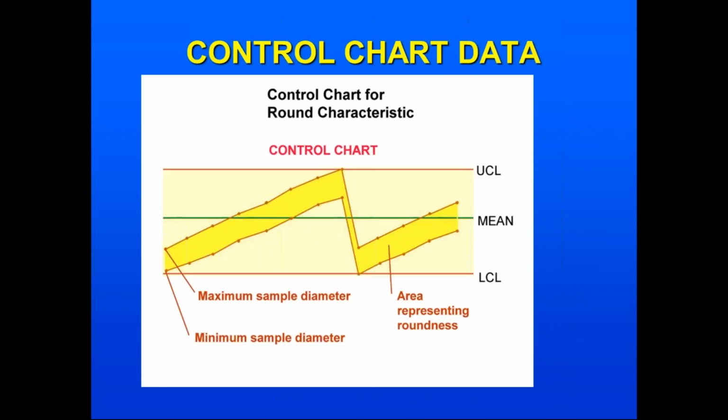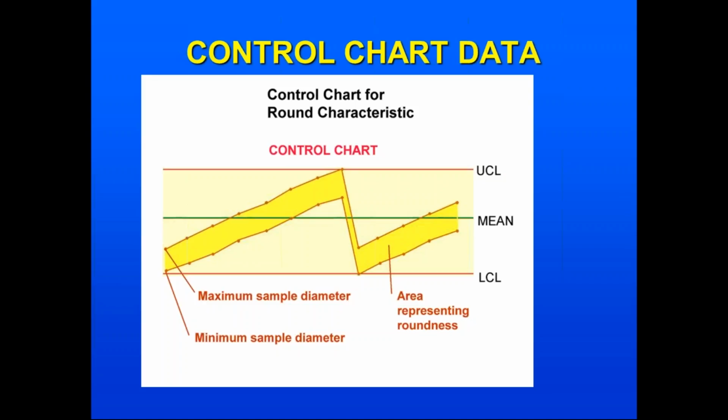Now what happens when you start to chart your high and the low? Well, you can see here on this chart you have the maximum sample diameter, the minimum sample diameter, and the area between them represents the roundness. The more area between them, the more the roundness is eating up your control limits and your specification.